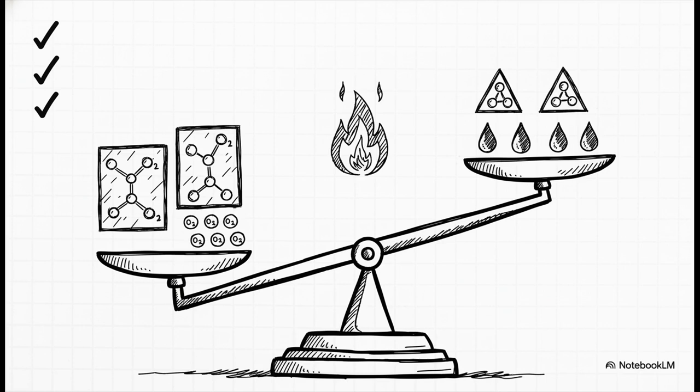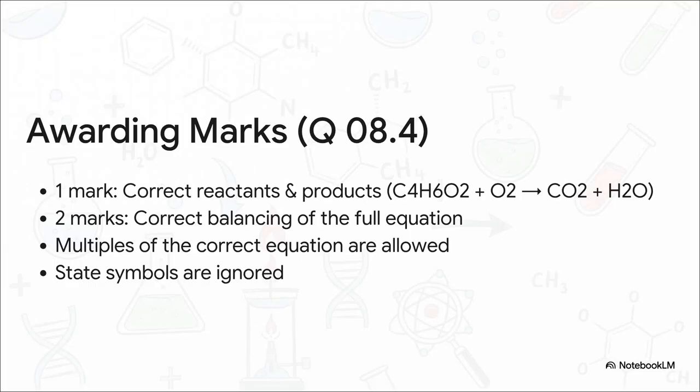But how are those 3 marks actually broken down? Let's take a closer look. This is such a great insight into how examiners actually mark things. You can get a mark here, even if your balancing is totally wrong. Just for writing the correct things on the left, that's C4H6O2 and O2, and the right things on the right, CO2 and H2O, you've already earned 1 point. The final 2 marks are for getting those balancing numbers correct. And don't waste time on state symbols. The mark scheme says they're ignored.